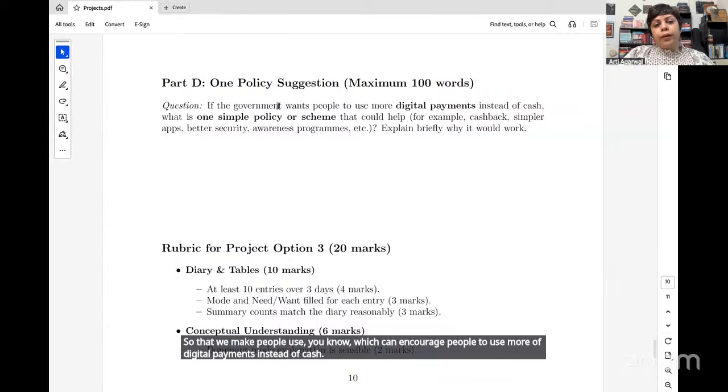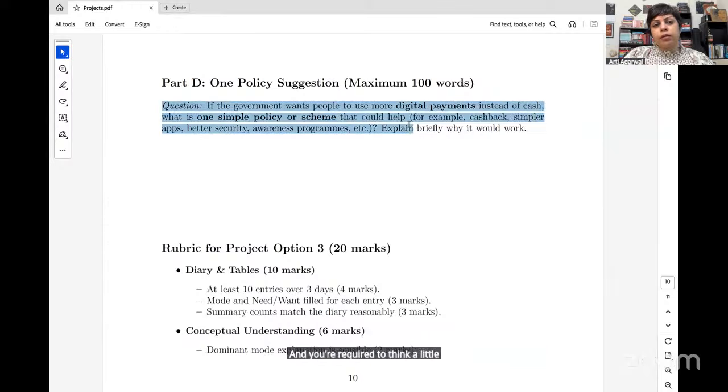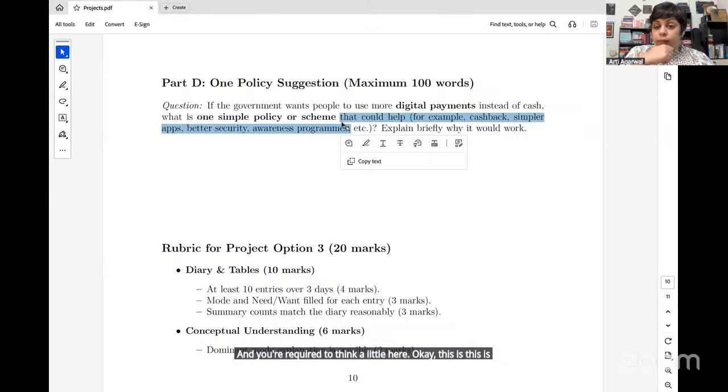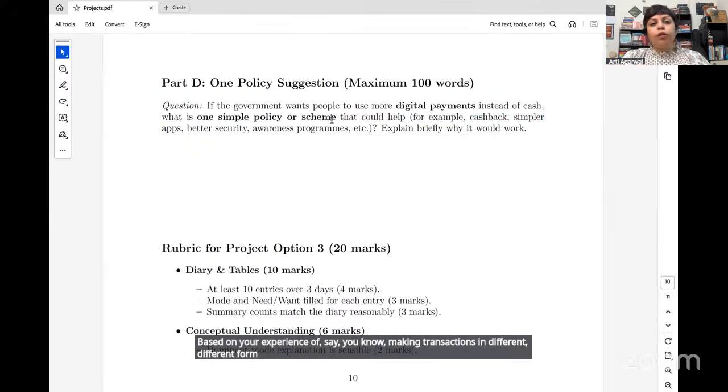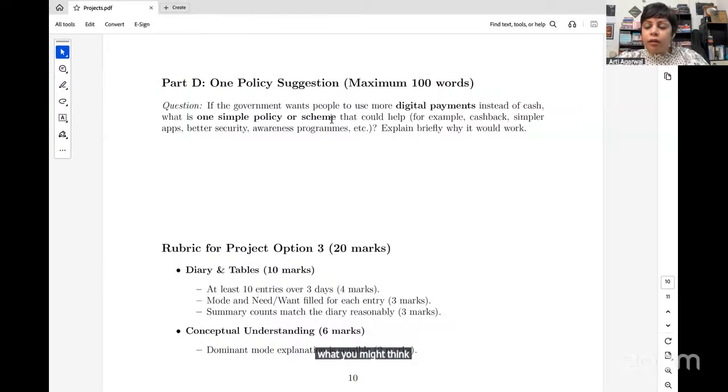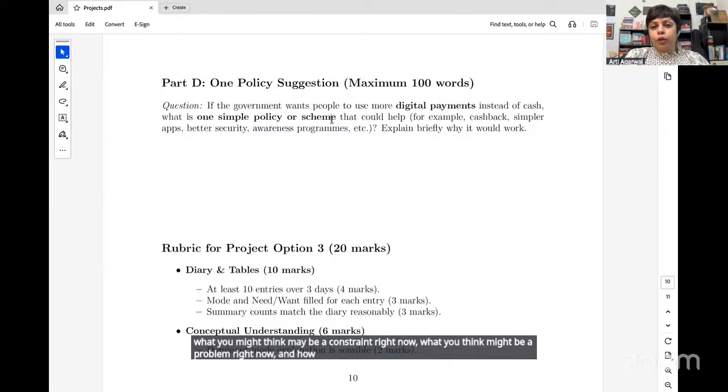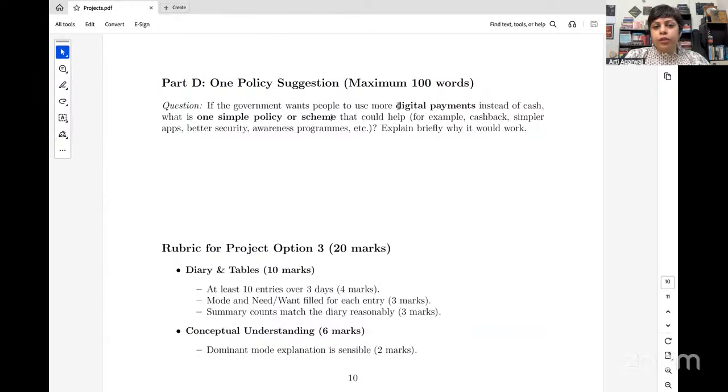And you're required to think a little here. Okay, this is a reflection exercise where, based on your experience of making transactions in different formats, you think about what may be a constraint right now, what might be a problem right now, and how you think it could be solved. You can suggest what could be a simple policy or scheme that could improve the uptake of digital payments.